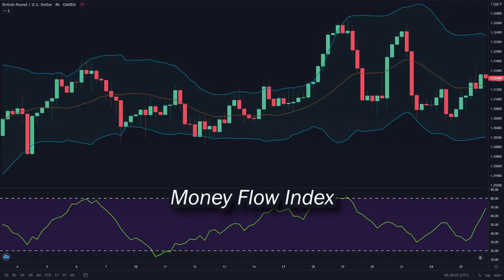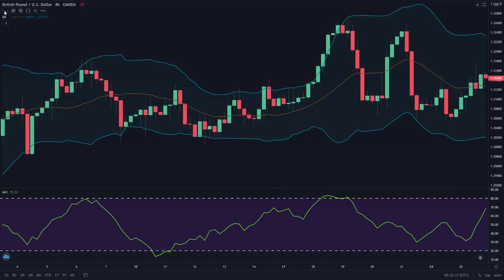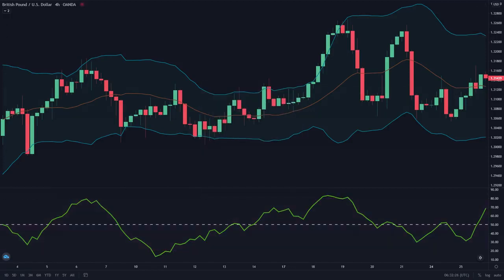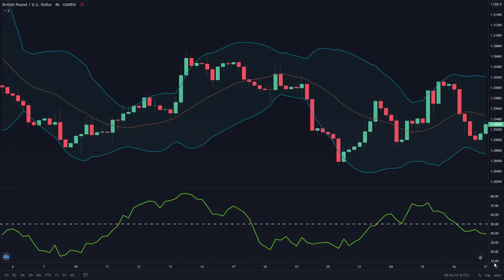This is how you do it. First, you need to change the indicator value to both 50. So now you have a single line in the middle. Next, if the green line crosses above the middle line, it indicates that it's a bullish signal. And if the green line crosses below the middle line, it indicates that it's a bearish signal.